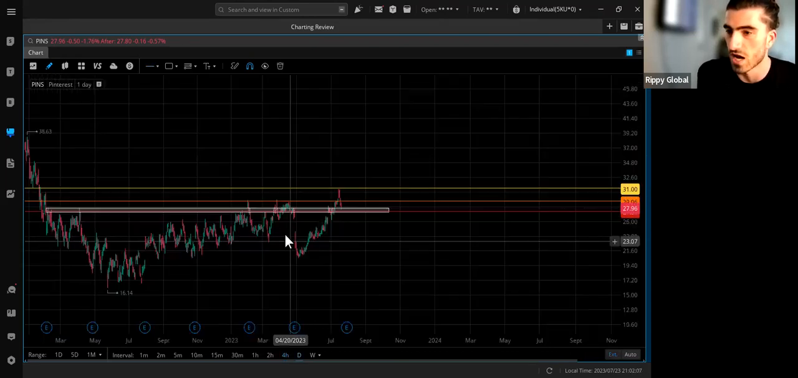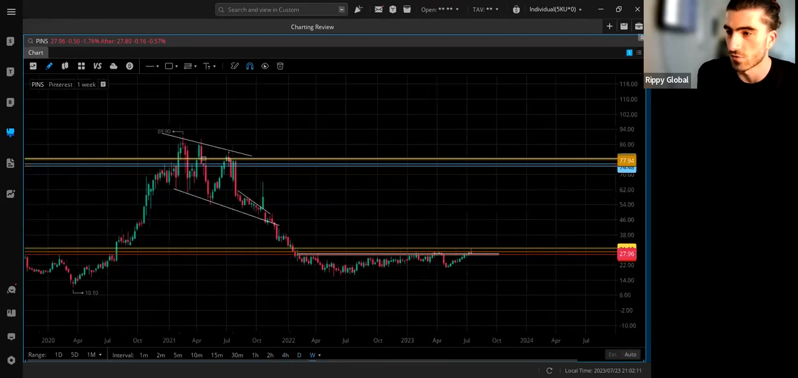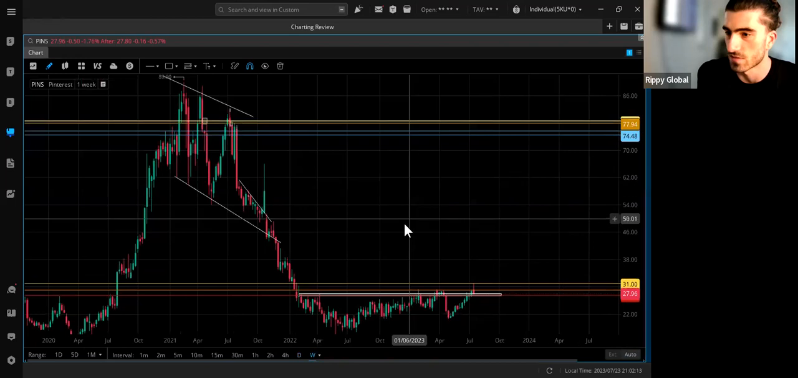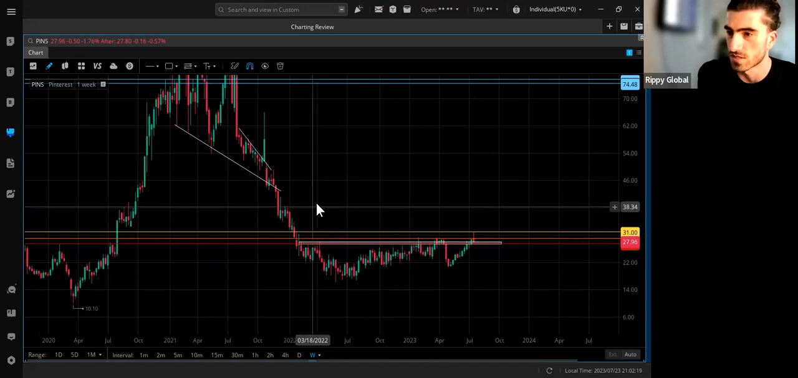Pinterest is very choppy. It moves slow. On the weekly, we're at a heavy zone that needs to break at some point, whether it's upside or downside. So if we get some momentum above that $31 a share, this could start the trend up to 37, 38, possibly $40 a share to the upside.